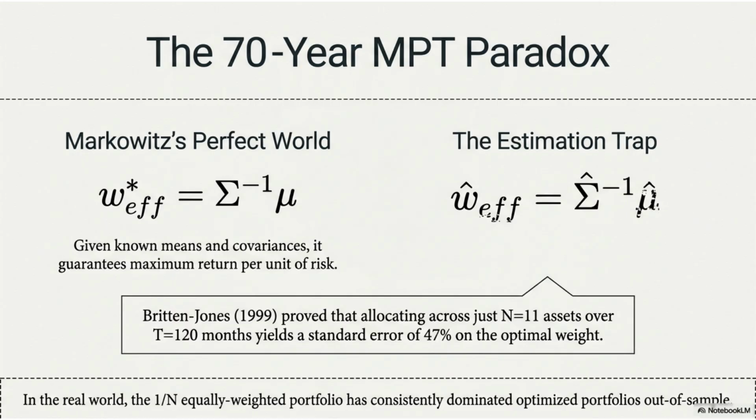Exactly. So we have to look at Harry Markowitz's 1952 Modern Portfolio Theory, or MPT. Markowitz formalized how an investor should theoretically combine risky assets. And the whole setup assumes three fundamental things. Okay, lay them out for us. You need to know the assets available, their expected average returns, and their covariance.